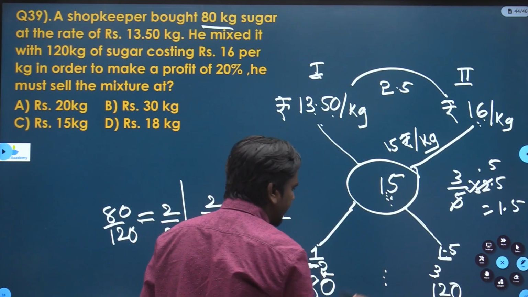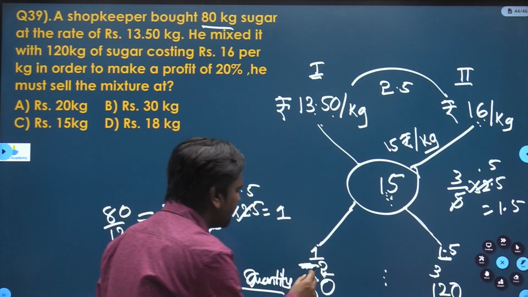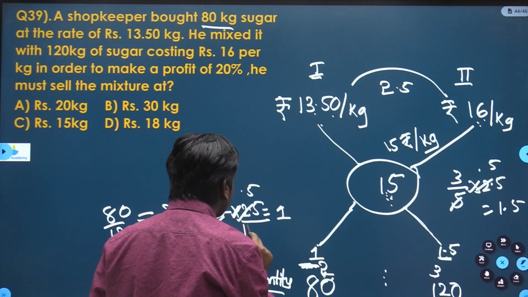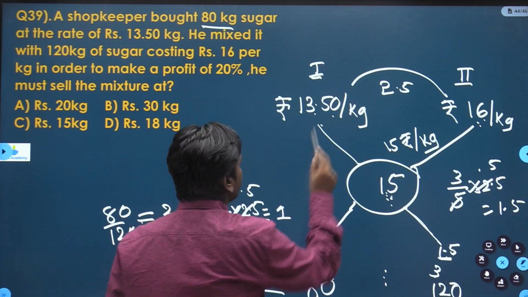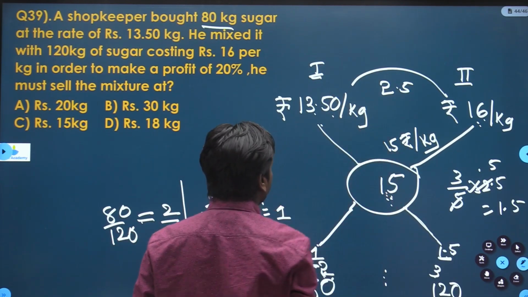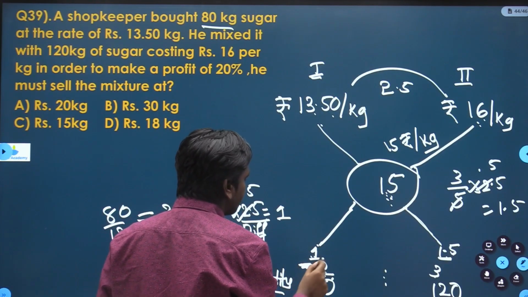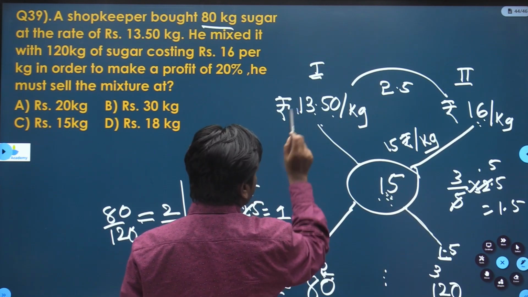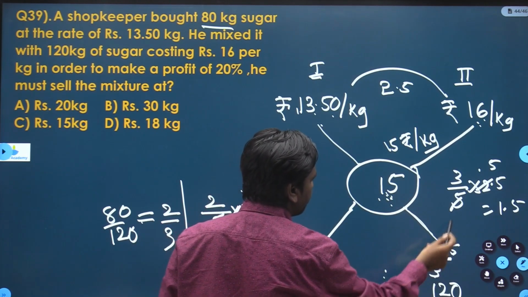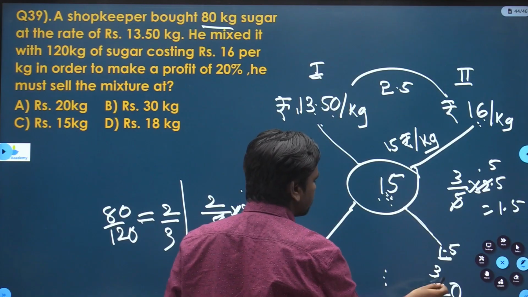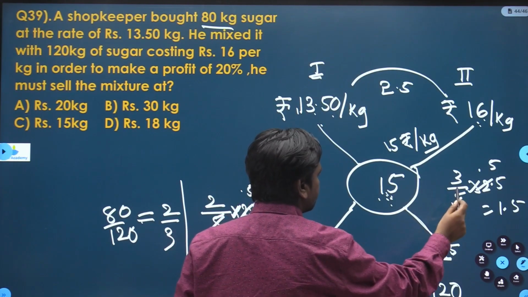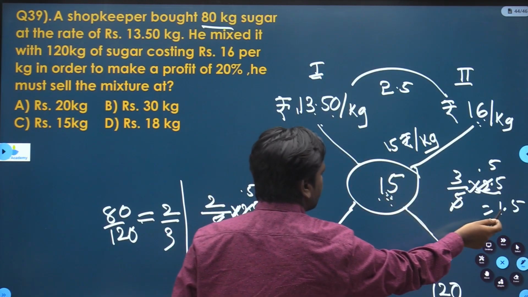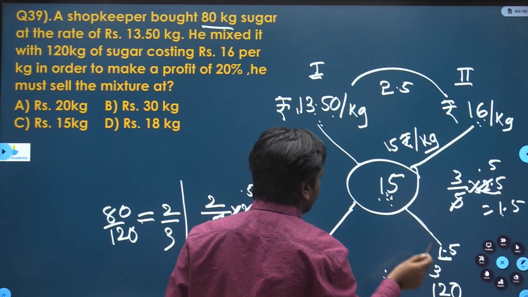As these two quantities are mixed, here we find 2 by 2 plus 3, that is 2 by 5, into the difference of these two prices, that is 2.5. 2 by 5 into 2.5 is 1. So here we got 1. So 16 minus 15 equals 1. 15 minus 13.5 equals 1.5. How did we get 1.5? 3 by 2 plus 3, the addition of ratios, 3 by 5 into 2.5. The 2.5 here is also the difference between prices. So we got 1.5.